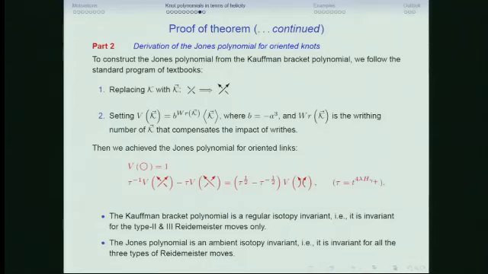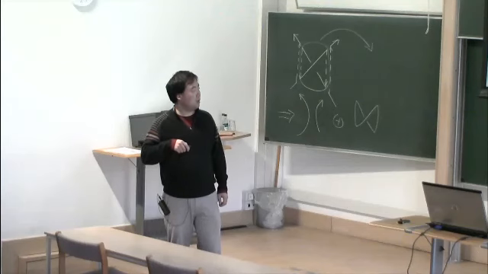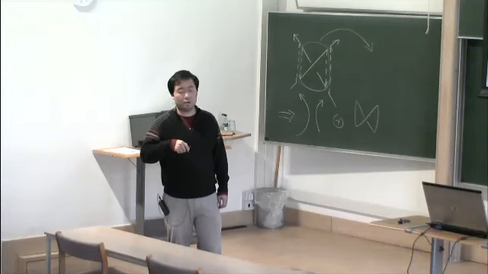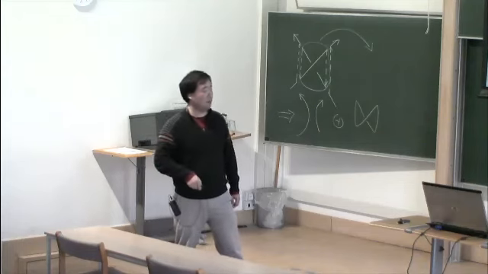From knot theory, we know that the bracket polynomial is a regular isotopy invariant. That means it is invariant under the second and the third type of Reidemeister moves. The Jones polynomial is an ambient isotopy invariant, invariant under all the three types of moves.